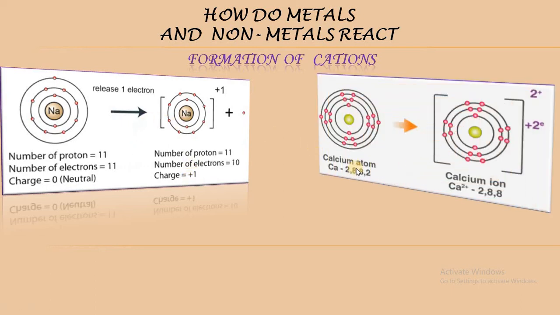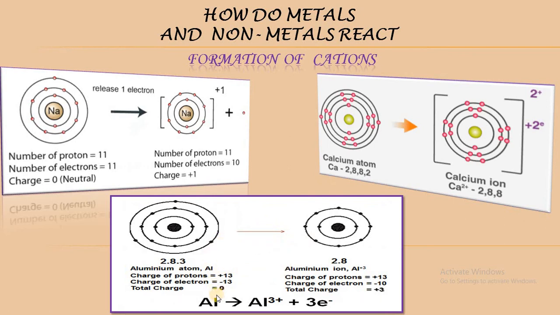The second example is of calcium. The calcium atom's electronic configuration is 2,8,8,2. It has 2 electrons in its outermost orbit, so it is easier to lose 2 electrons rather than gaining 6 electrons. So it will form the Ca2+ ion, and now the electronic configuration of the calcium ion becomes 2,8,8.